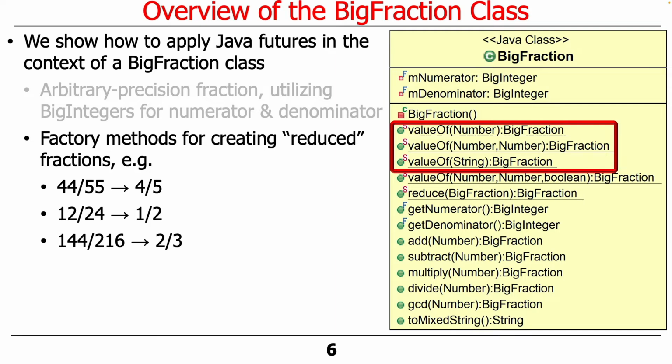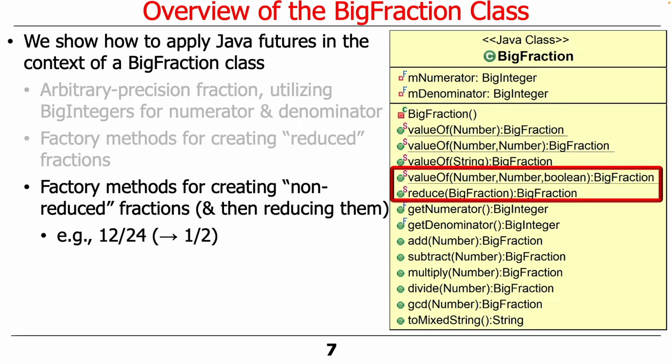There are a couple of different factory methods to make fractions. One of them can make so-called reduced fractions. So for example, if you say 44/55, that's reduced to 4/5. If you say 12/24, that's reduced to 1/2. 144/216, that's reduced to 2/3, and so on. That's one thing you can do.